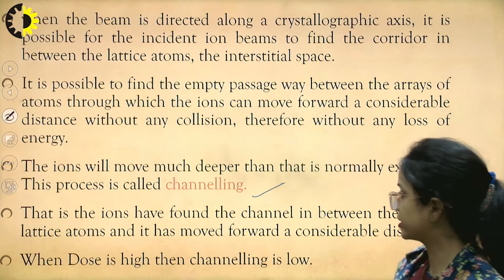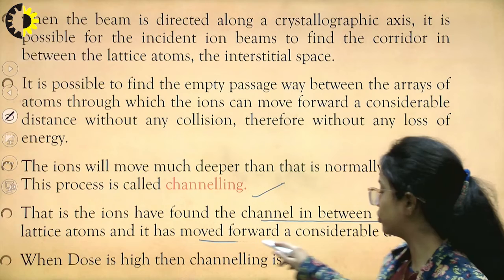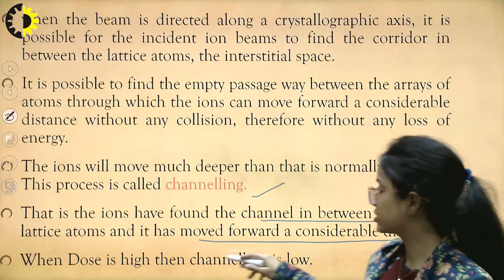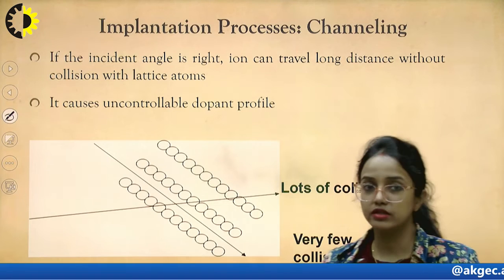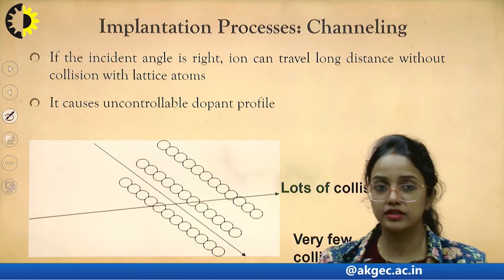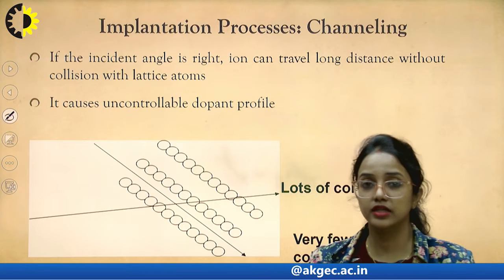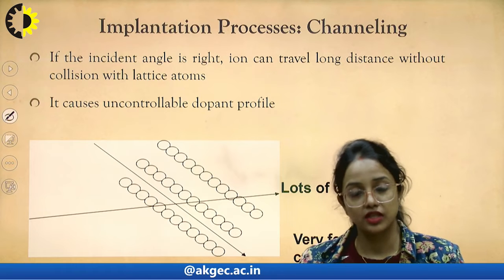That is, the ions have found the channel in between the regular lattice atoms and moved forward a considerable distance. When the dose is high, then the channeling is low. Here we can see the ion implantation channeling. If the incident angle is right, ions can travel a long distance without collision with lattice atoms.